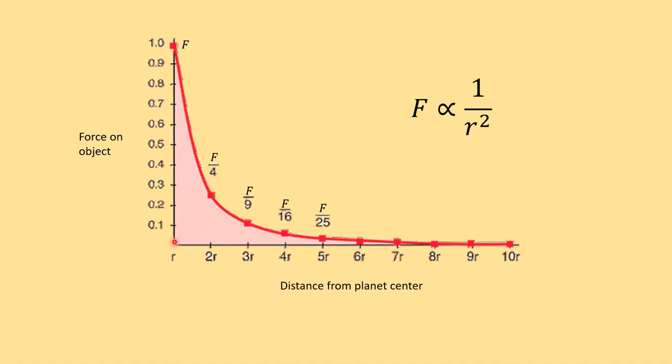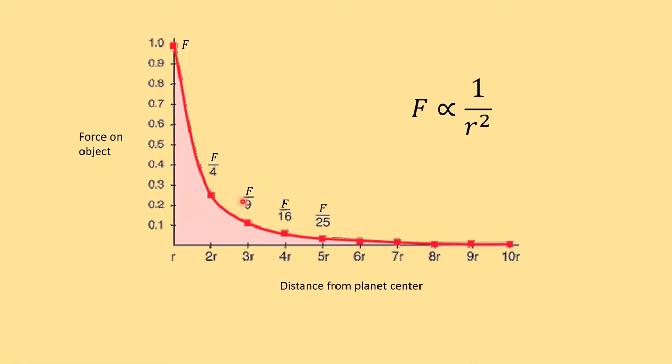When you're starting out at a distance r, that could be the surface, so your distance from the center of the Earth would be just the radius of the Earth. And there's a particular force on your body, we'll call that F. If you could now go out to a distance 2 times the radius, so you're now twice as far from the Earth's center as you are when standing on the surface, now the force on your body would only be 1/4. If you go out 3 times as far, you're talking about 1/9.